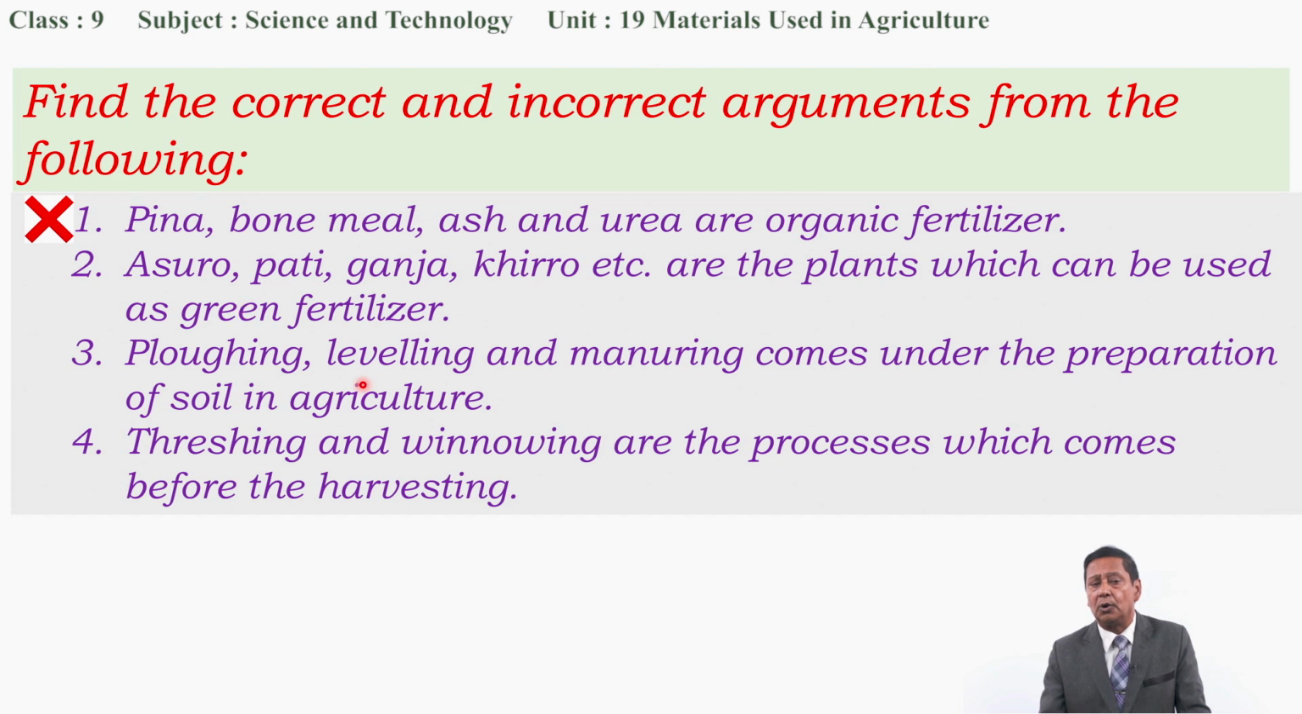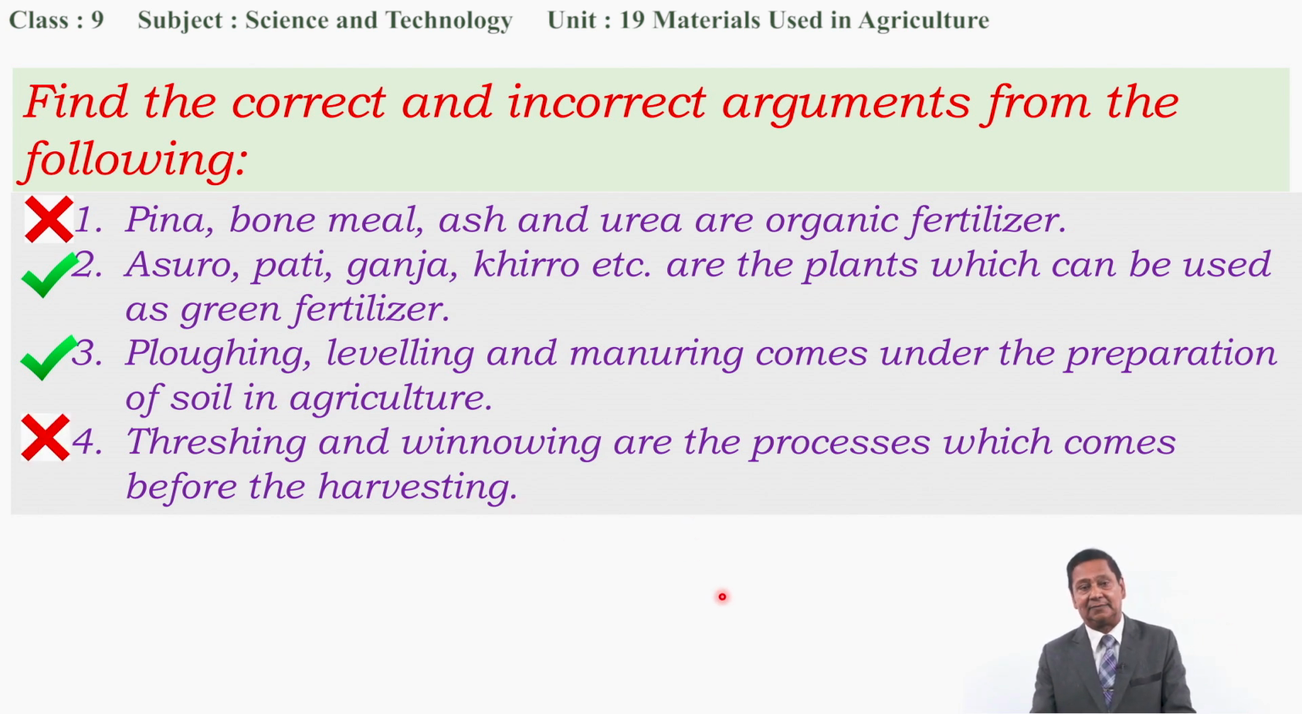Now second: osuropati, gaja, khirro, etc. are plants which can be used as green fertilizer. Yes, I told you about this. And plowing, leveling and manuring come under the preparation of soil in agriculture. Yes, it comes under the preparation of soil. Plowing is followed by leveling and is followed by manuring. This point is correct. Threshing and winnowing are processes which come before the harvesting. Is it correct? No, these processes come after the harvesting. That's why this is incorrect.